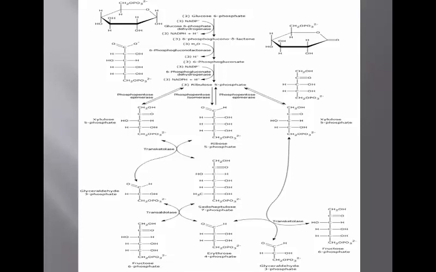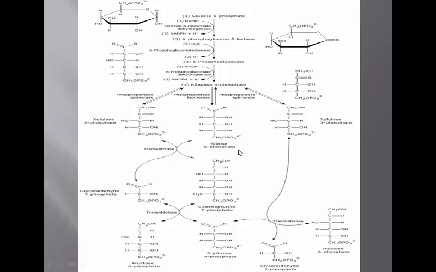transaldolase causes cleavage of aldol from sedoheptulose 7-phosphate. The 3 carbon unit is transferred from sedoheptulose 7-phosphate to glyceraldehyde 3-phosphate and then one molecule of fructose 6-phosphate is formed. The remaining 4 carbon unit of sedoheptulose 7-phosphate then forms erythrose 4-phosphate.